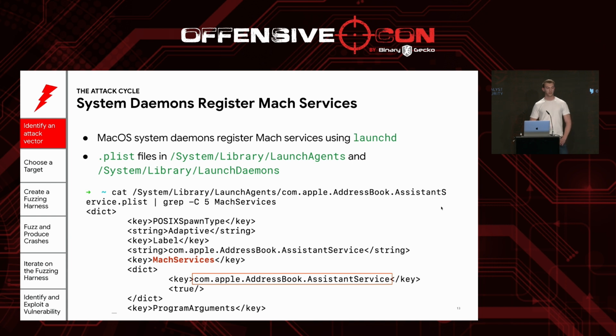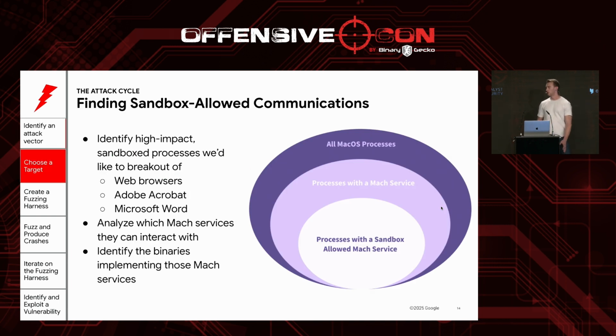All system daemons on macOS, or most of them at least, register Mach services using launchd. This is in charge of bootstrapping all of the system daemons on the operating system. There are plist files that are stored in the launch agents and launch daemons directories. You can see an example here. This is a Mach service exposed by the address book application. All of these will be specified here, and we can use this to enumerate services that we can interact with.